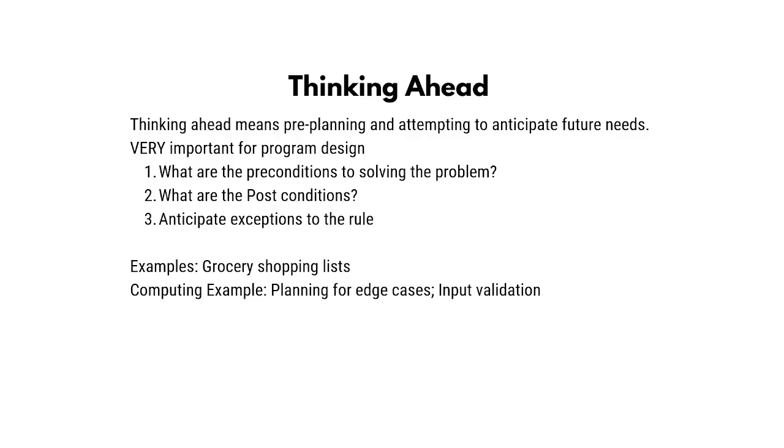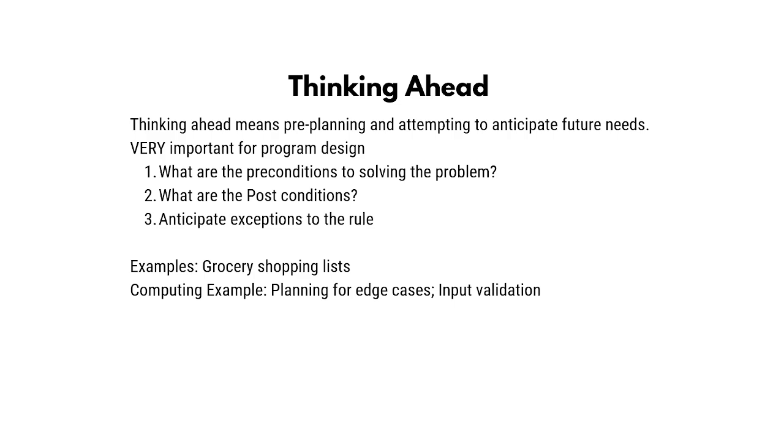For preconditions, you have to think about what has to be in place or known in order to be able to solve the problem. That means, what are the inputs going to be? And for postconditions, what will be in place after the problem has been correctly solved, or in other words, what are the outputs going to be? And for anticipating exceptions to the rule, what are the likely exceptions that we're going to need to deal with? How will we want to handle them?